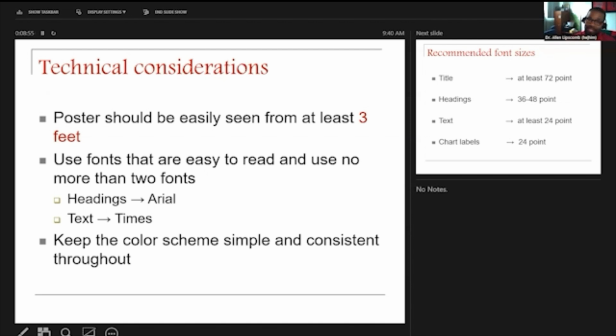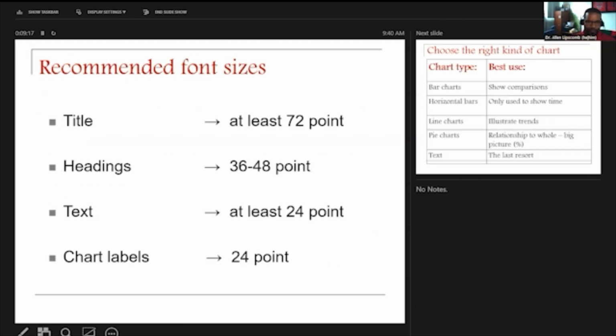It's not the only ones that you can use, but these are some of the more common ones that you can use. The biggest thing is make sure people can read it. Again, 3 feet away. Keep the color scheme simple and consistent throughout your poster, okay? Want to make sure it flows, want to make sure it's not so busy where people don't know what section to focus on, etc.